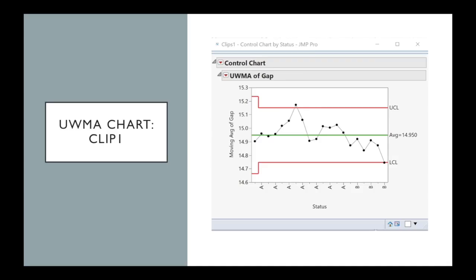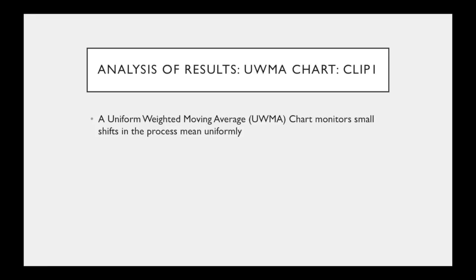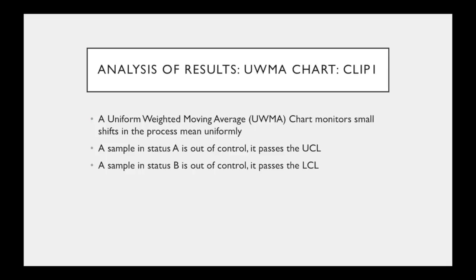These are the results we get, and they are the same as the sample data provided. A uniformly weighted moving average chart monitors small shifts in the process mean uniformly. Based on our previous results, we analyzed that a sample in status A is out of control because it passes the upper control limit, as well as a sample in status B that passes the lower control limit.